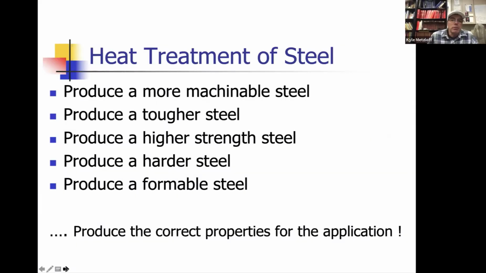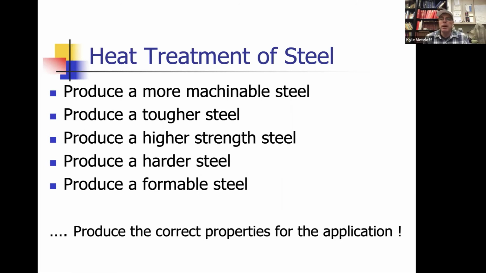Okay, so heat treatment of steel. Why are we going to heat treat steel? And by the way, a lot of different materials are heat treatable. Aluminum's heat treatable. In fact, most of the time you find it in the heat treated condition. But for steel, it's particularly useful: you can vary the steel's performance by how you heat treat it.